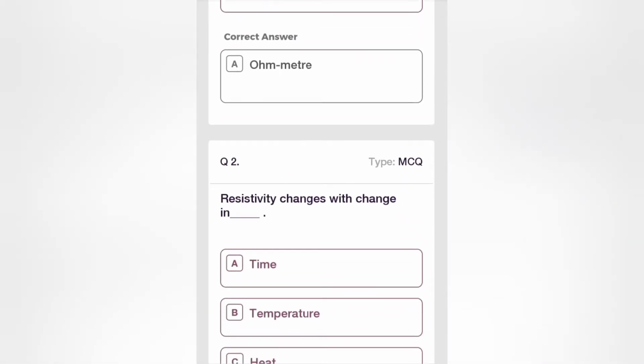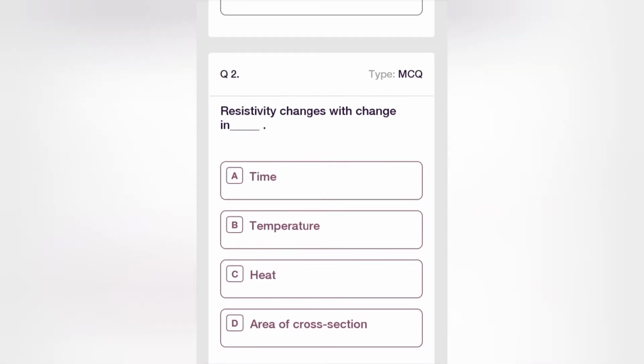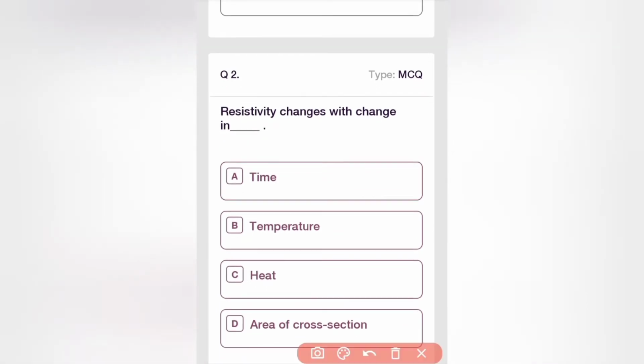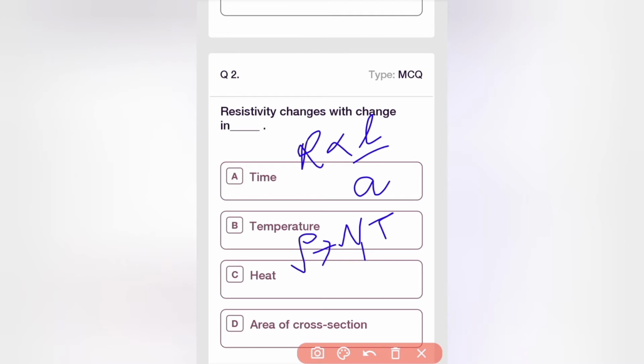Next question. Resistivity changes with change in time, temperature, heat, area of cross section. See, we know resistance depends on the length, area, nature and temperature of the material, whereas resistivity will depend on only the nature and temperature of the material. So here, not the time, not the heat, not the area of cross section, but temperature. So resistivity changes with change in temperature. This is the correct answer.